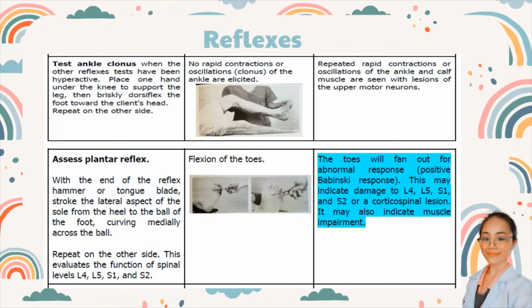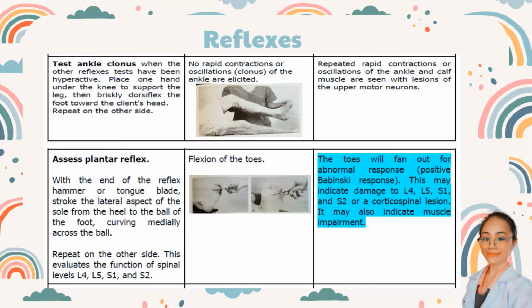Next, to test the ankle clonus. When the other reflex tests have been hyperactive, place one hand under the knee to support the leg. Then briskly dorsiflex the foot towards the client's head. Repeat on the other side. The normal finding would be that no rapid contractions or oscillations of the ankle are elicited. For the abnormal findings, repeated rapid contractions or oscillations of the ankle and calf muscles are seen with lesions of the upper motor neurons.